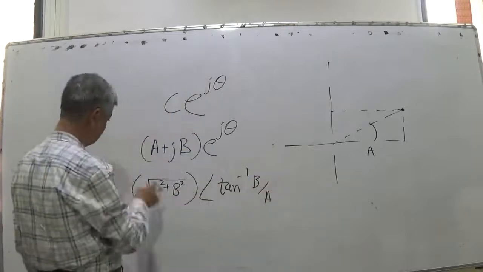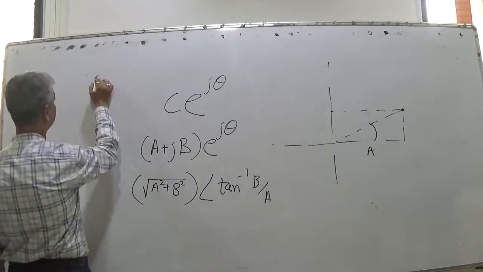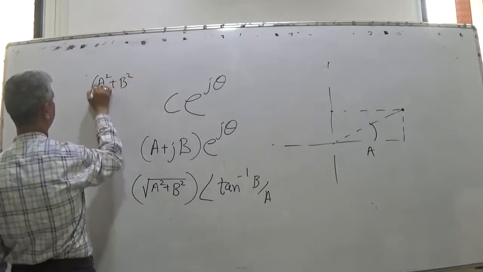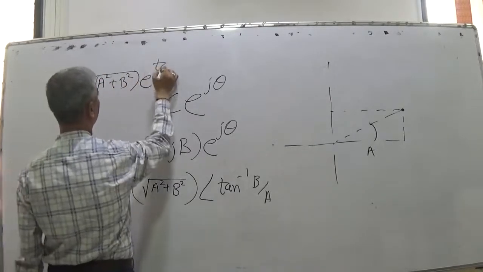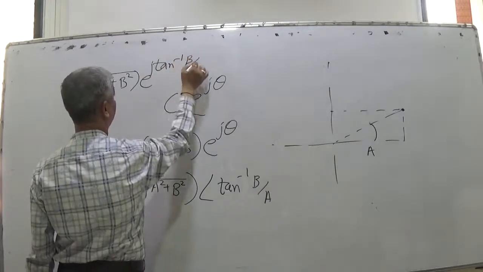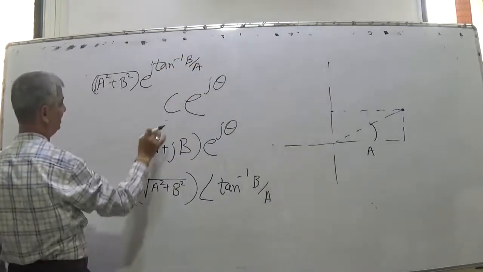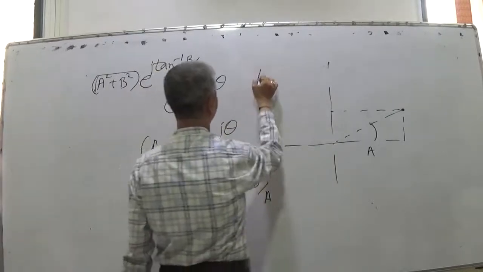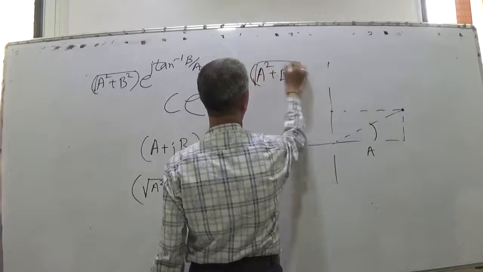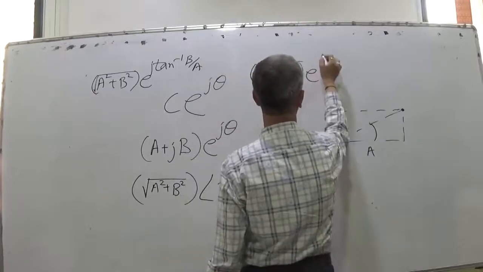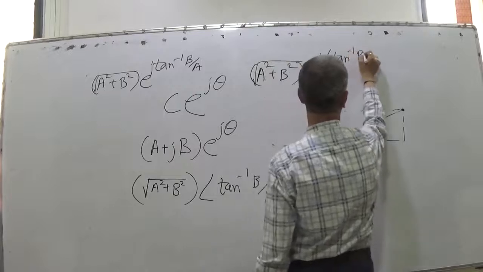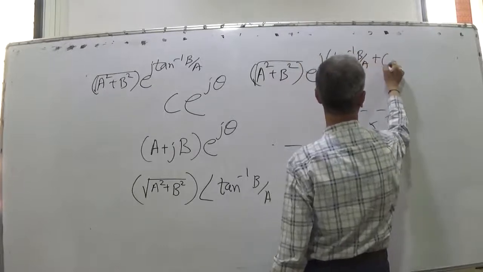So this I can also say as square root of A squared plus B squared times e raised to j tan inverse of B by A. So when I multiply by this, it becomes square root of A squared plus B squared times e raised to j into the bracket tan inverse of B upon A plus theta.